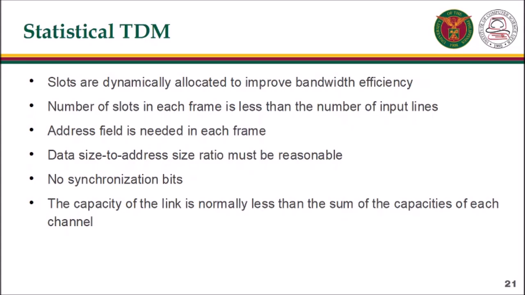An address field is needed in each frame. The data size to address size ratio must be reasonable. There are no synchronization bits, and the capacity of the link is normally less than the sum of the capacities of each channel.